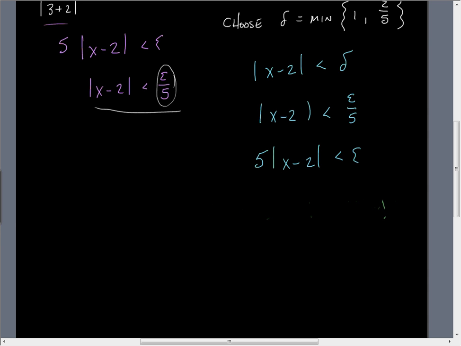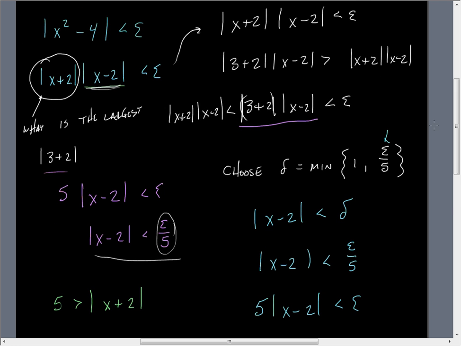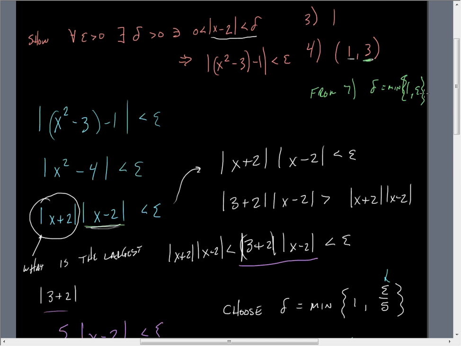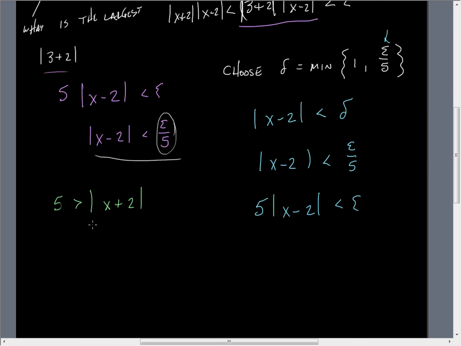Okay, all right, I just had to clarify something in my head quick. All right, now, we have chosen this because 3 plus 2, the 3 is our maximum value up a little further. The 3 is our maximum value from our interval. 3 plus 2 then is going to be greater than whatever |x plus 2| can equal. Since 3 plus 2 is 5, then 5 is greater than anything that |x plus 2| is equal to. That means that 5 times |x minus 2| is less than epsilon, but it's also greater than |x plus 2| times |x minus 2|.